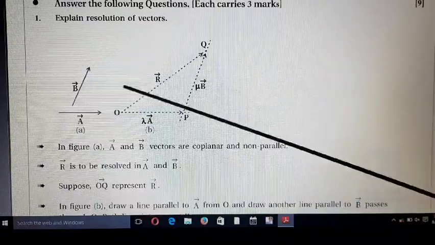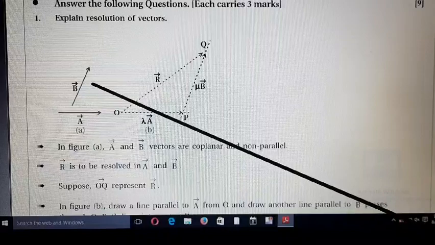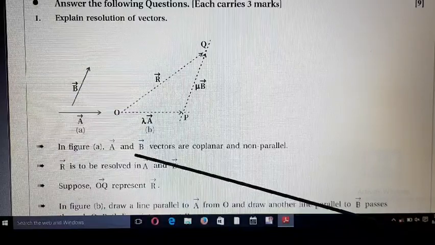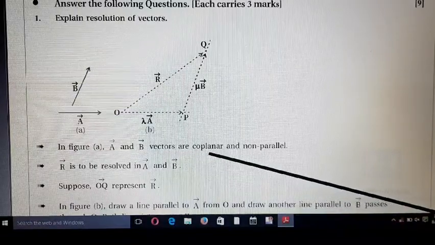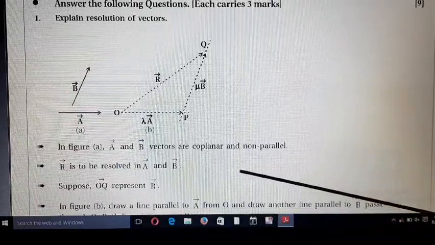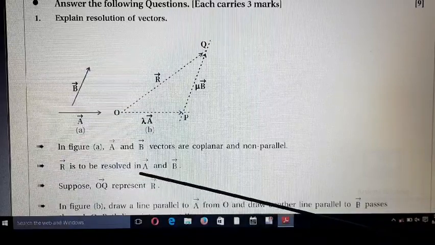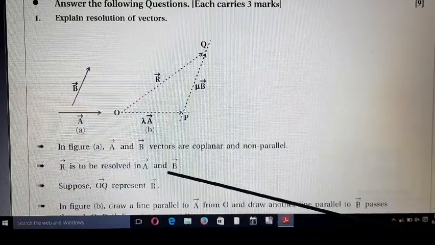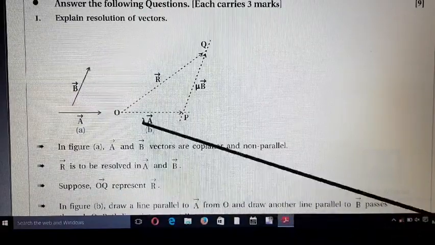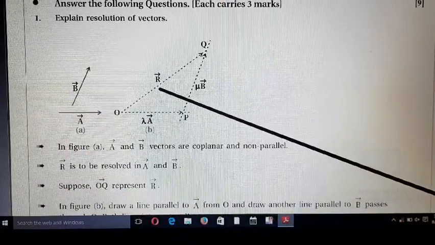Friends, look here. Here we have two vectors, vector A and vector B. In figure A, vectors A and B are coplanar and non-parallel. Okay, so R is to be resolved in vectors A and B. Suppose OQ represents vector R.